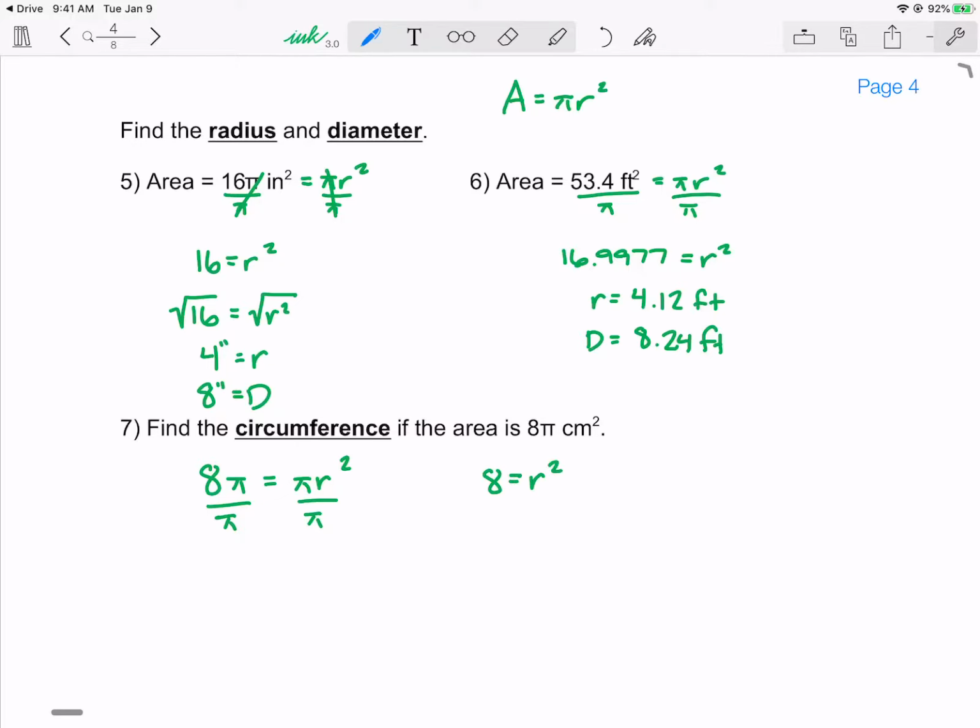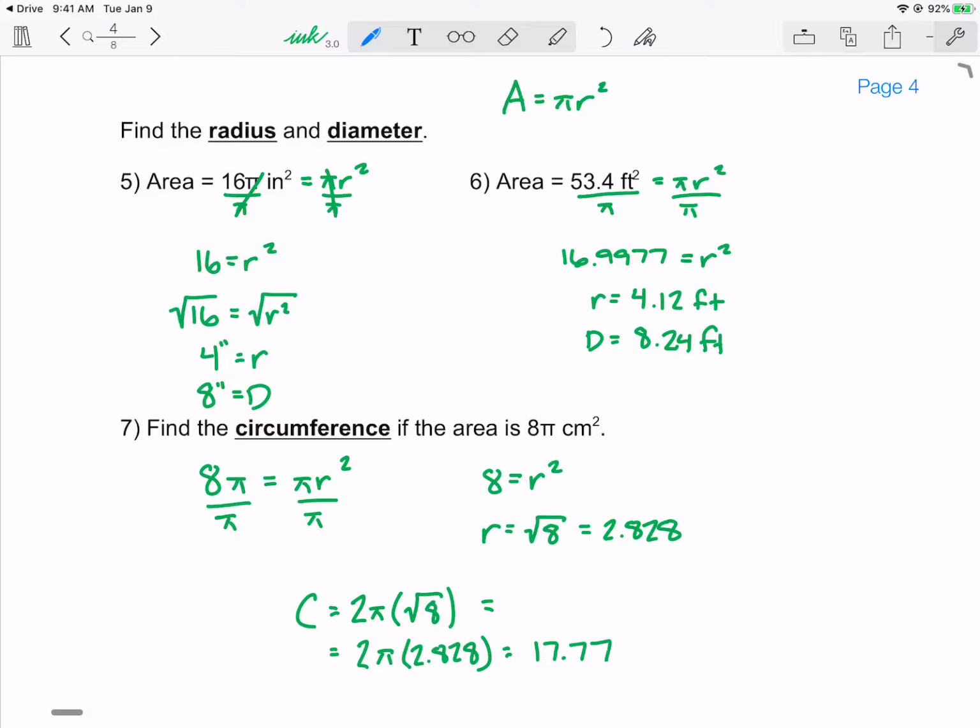I'm going to square root both sides. So I get r equals the square root of 8, which is about 2.828. So now that I've got my radius, I want to find my circumference. Well, circumference is 2 pi times r, and in this case my r is the square root of 8, or approximately 2.828. And when I carry that calculation out, I get 17.77 centimeters, or if you're looking for an exact answer, you get 4 root 2 times pi centimeters. Those are two equivalent expressions.